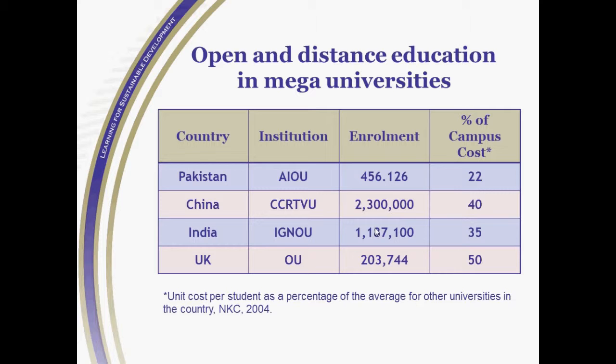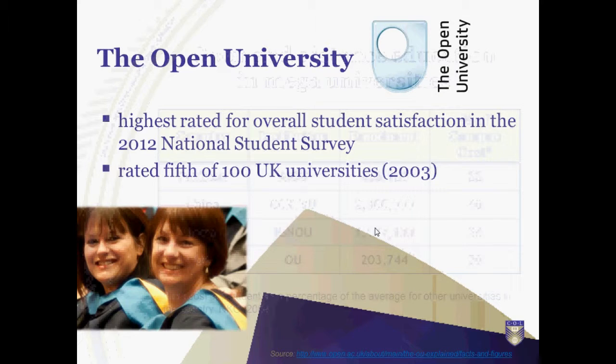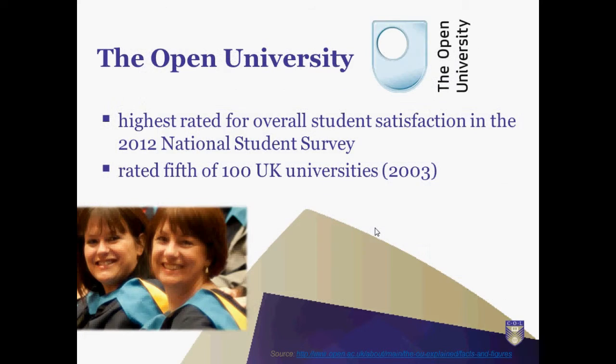So what about quality? In 2012, the Open University of the UK ranked first in student satisfaction among 100 UK universities. In addition, the Open University UK ranked fifth among the 100 universities surveyed by the Quality Assurance Agency in the UK, and was one rank higher than Oxford University.